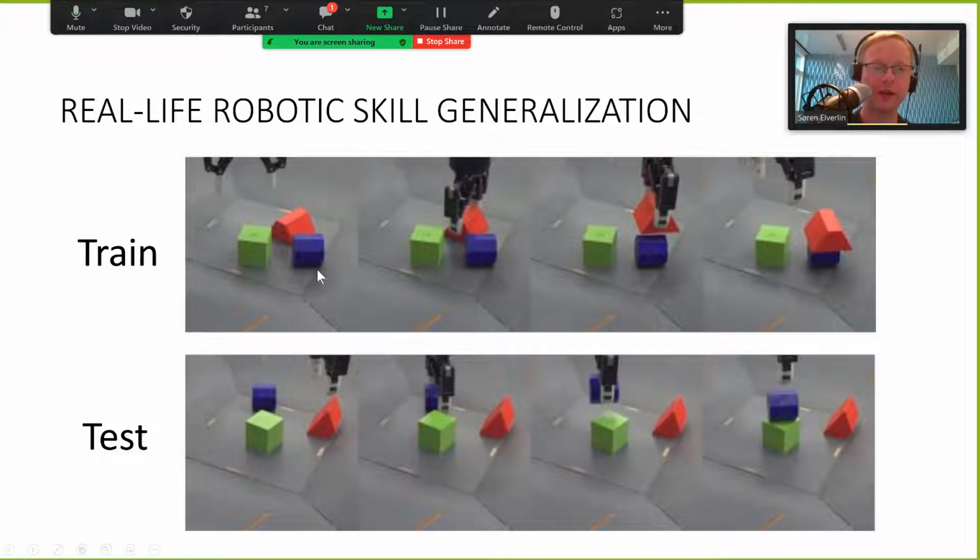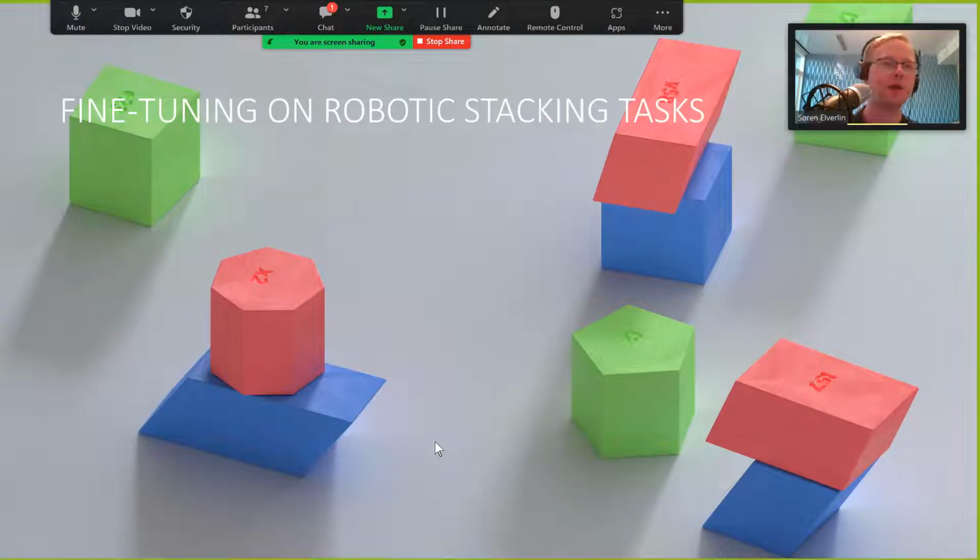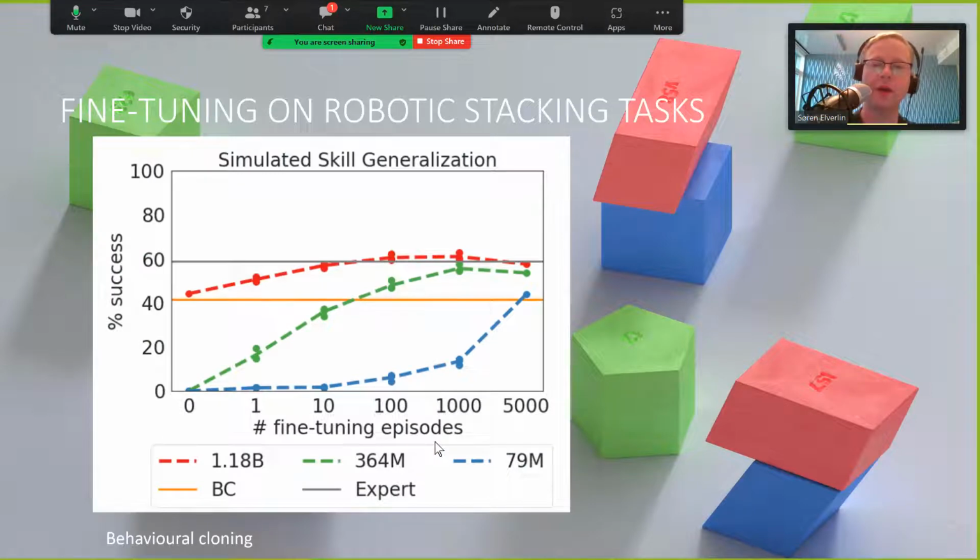And then the generalization task is: can the robot figure out how to put the blue cubes on top of the green cubes? Can they generalize from being really good at stacking red on blue to stacking blue on green? And of course, they can't do this in prompts, so they have to fine tune on that. And so they try that in simulation. And here the colors are different. There's a behavioral cloning algorithm and an expert reinforcement learning algorithm, and 3 models.